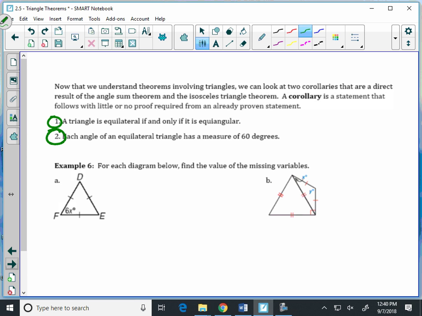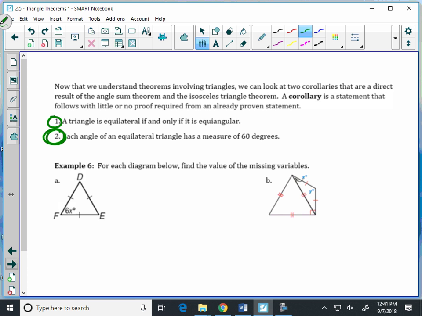Well, we also know, a new one, is that each angle of an equilateral triangle must have a measure of 60 degrees. Because we just found out an equilateral triangle, all the angles are the same. And all the angles have to add up to 180, right? So 180 has to be divided up equally between those three angles. So they all have to equal 60, right?